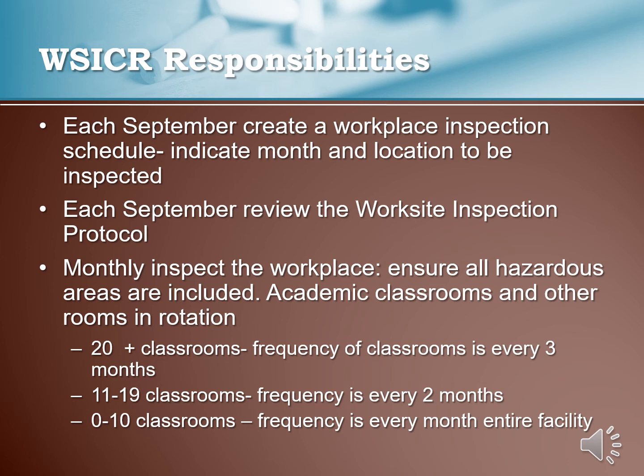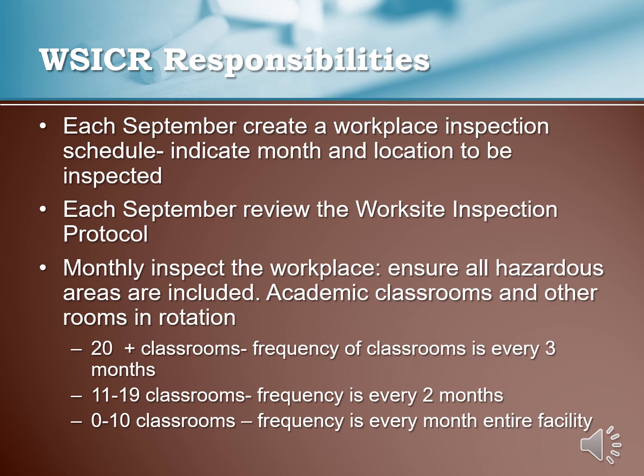Monthly, your inspection committee is required to ensure that a workplace inspection is completed. You'll ensure that all hazardous areas are included every month. Hazardous areas include such locations as custodial closets, labs and science areas, tech shops in secondary schools, hazardous waste storage, kitchens, art areas, and even gymnasium closets.